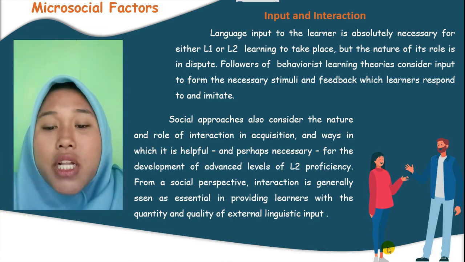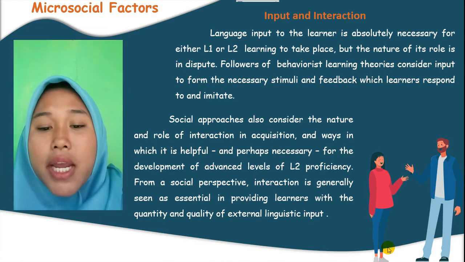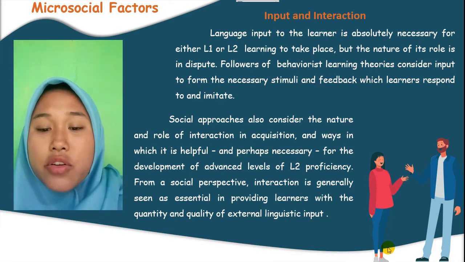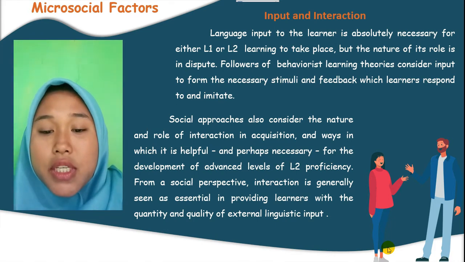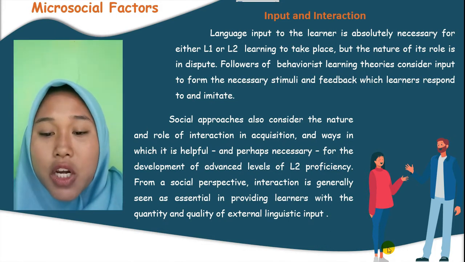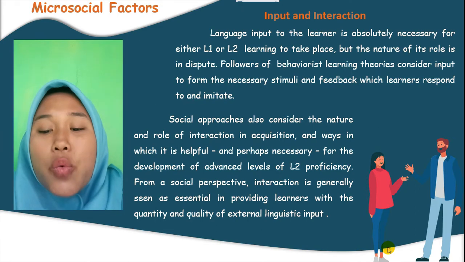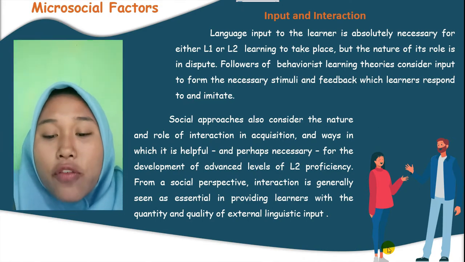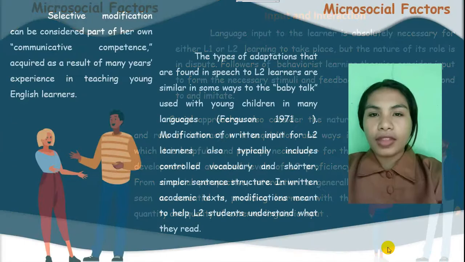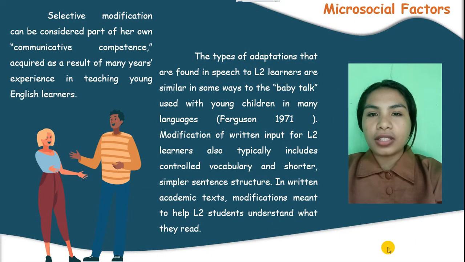Social approaches also consider the nature and role of interaction in acquisition and ways in which it is helpful and perhaps necessary for the development of advanced levels of second language proficiency. From a social perspective, interaction is generally seen as essential in providing learners with the quantity and quality of external linguistic input. Active modification can be considered part of her own communicative competence, acquired as a result of many years of experience in teaching young English learners.